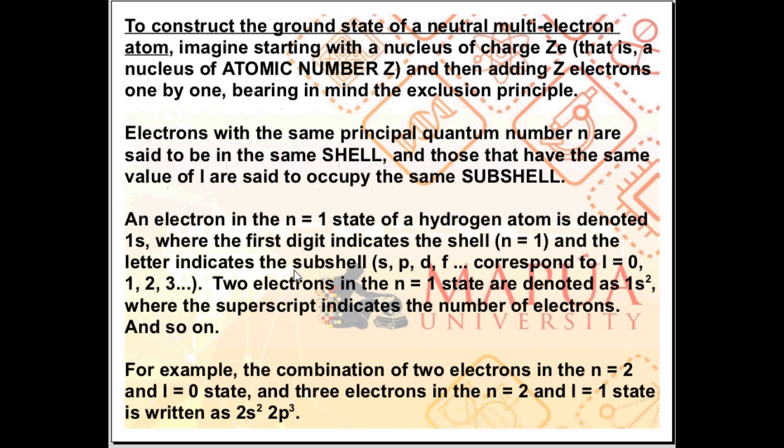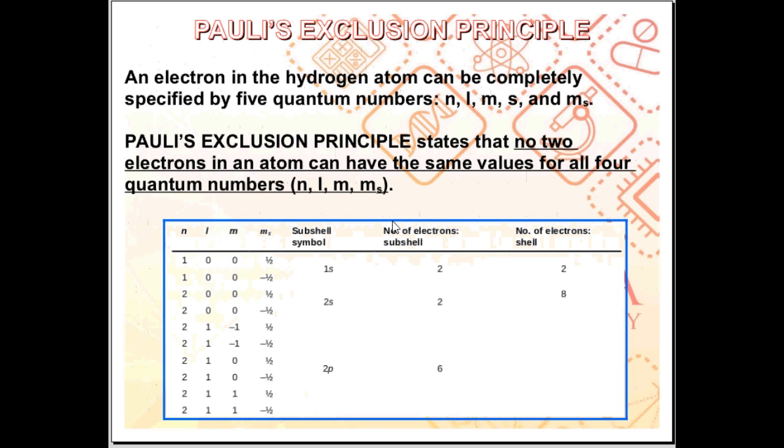To construct the ground state of a neutral multi-electron atom, imagine starting with the nucleus of charge Ze, that is, a nucleus of atomic number Z, and then adding Z electrons one by one, bearing in mind the exclusion principle. So, if the atom has 3 electrons, Z is equal to 3. Add the electrons one by one until you complete Z, until you complete 3, bearing in mind this exclusion principle.